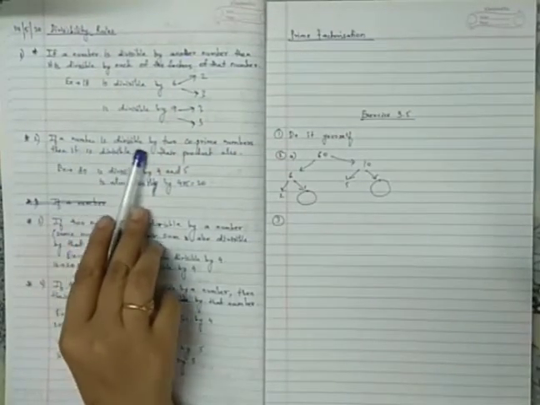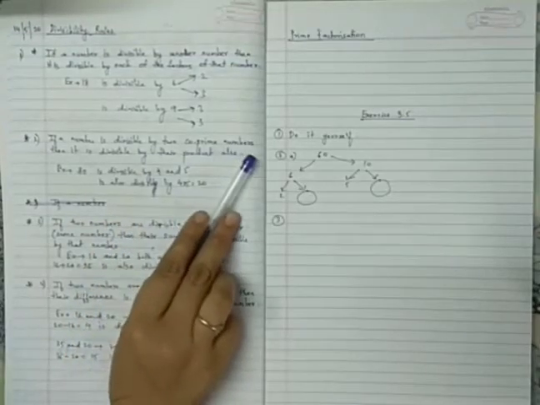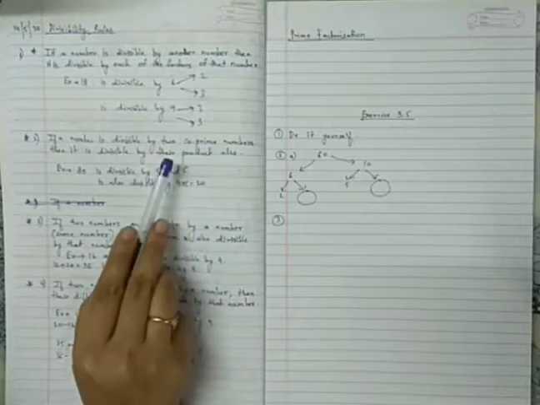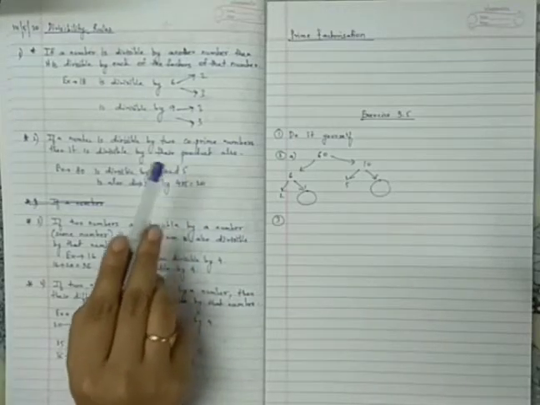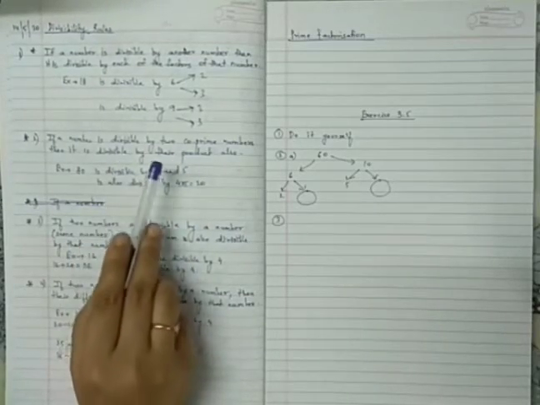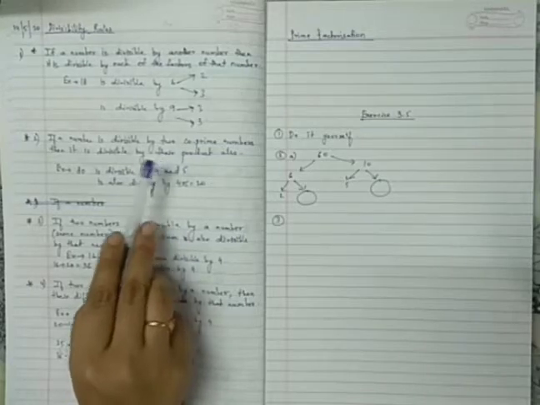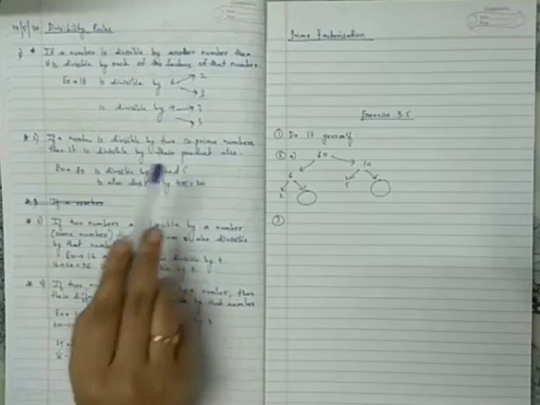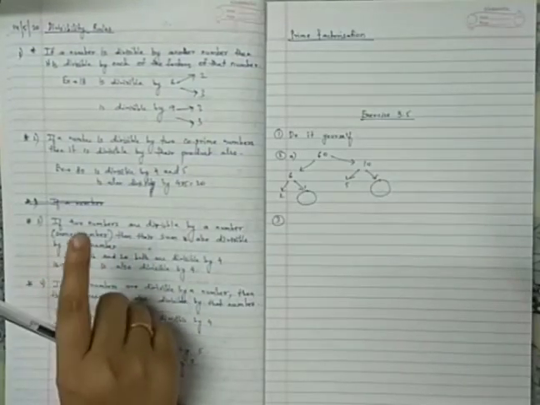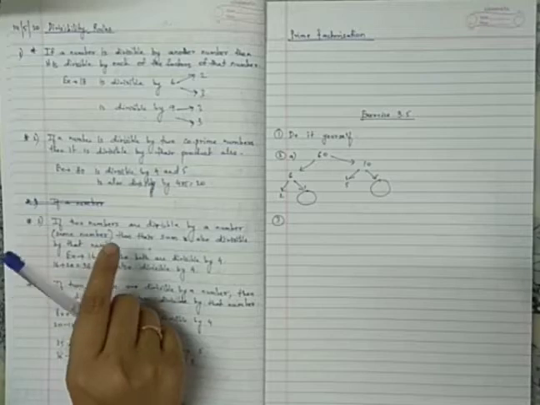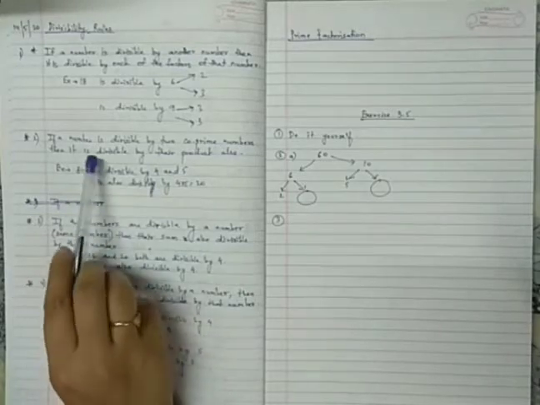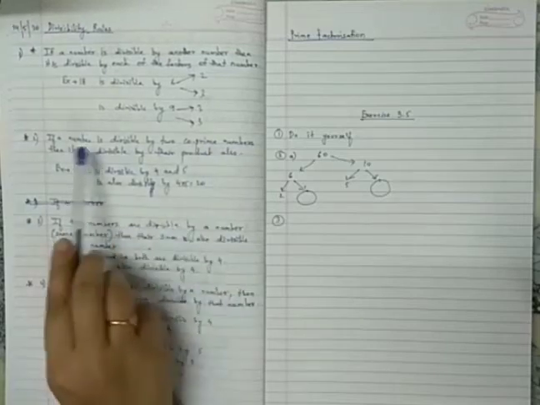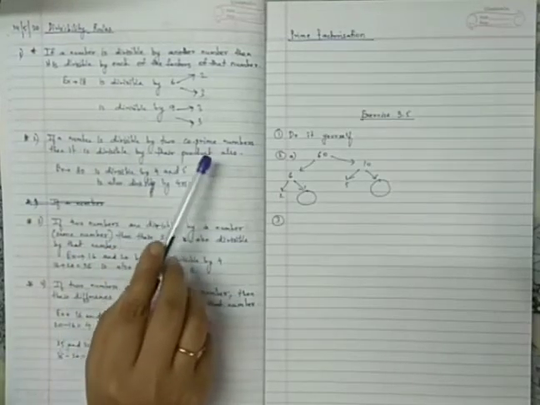If a number is divisible by two co-prime numbers, then it is divisible by their product also. Now what are co-prime numbers? Co-prime numbers are nothing but numbers whose only common factor is 1. So those numbers are co-prime numbers.